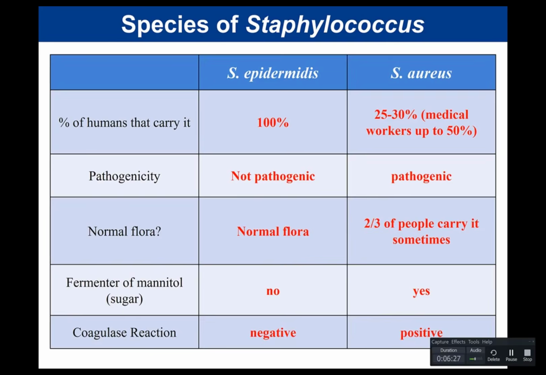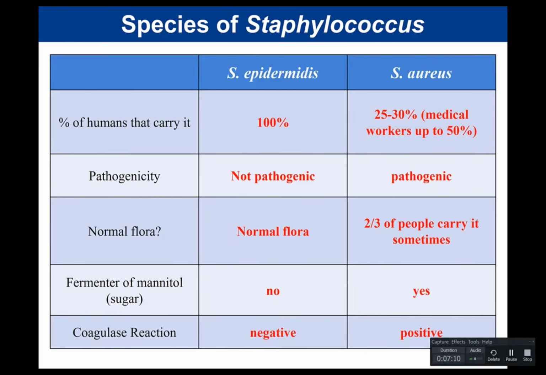In terms of pathogenicity, disease-causing ability, Staph epidermidis, not pathogenic, doesn't cause disease. It can be an opportunistic pathogen, meaning if you are immunocompromised, it can cause disease, but that's not very likely. Whereas for Staph aureus, it's more likely to be pathogenic. It's not always. There are different strains of Staph aureus. Some are much more pathogenic than others. Think of MRSA. Methicillin-resistant Staph aureus is very pathogenic. It causes severe disease. But not all strains of Staph aureus behave the same, but it can be pathogenic.